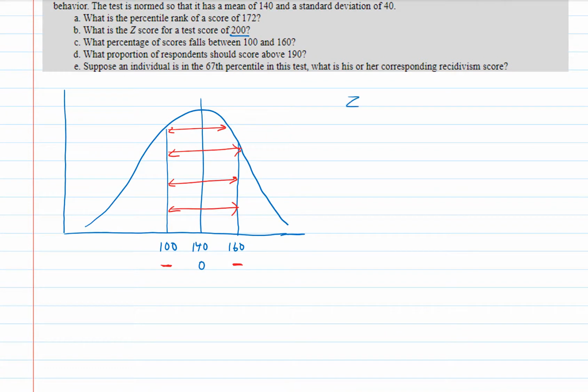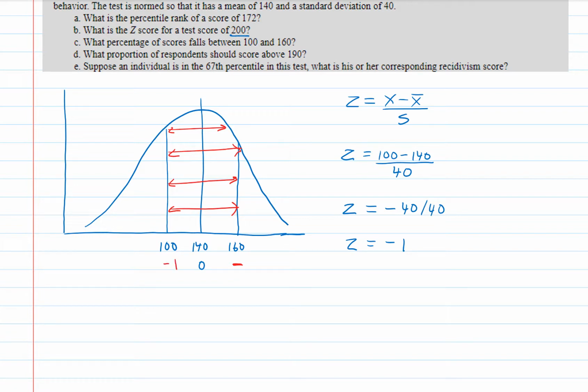We know that z equals x minus x bar over s. So in this case, for the first one, we're going to have 100 minus 140 divided by 40, our standard deviation. And that is going to give us what? That is going to give us negative 40 over 40, or a z-value equal to negative 1. So let me just jot that in there, negative 1.